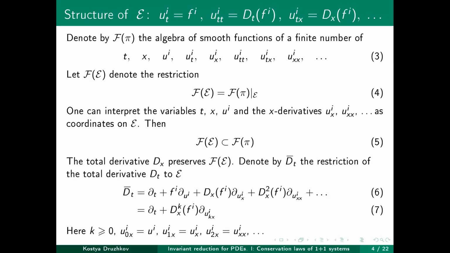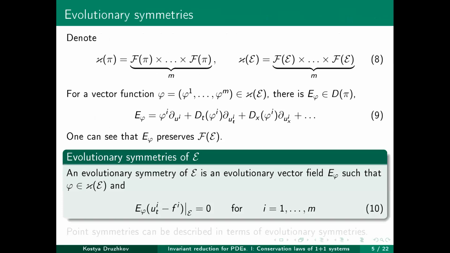The total derivative with respect to t doesn't preserve the subalgebra, so we restrict this total derivative to the subalgebra, to the corresponding equation. This total derivative with overline denotes the restriction of the total derivative with respect to t to the system epsilon.